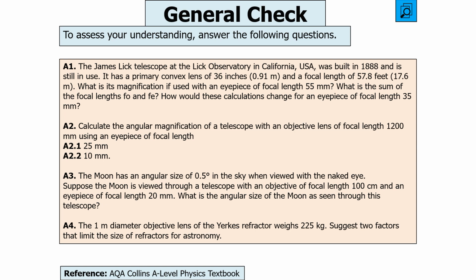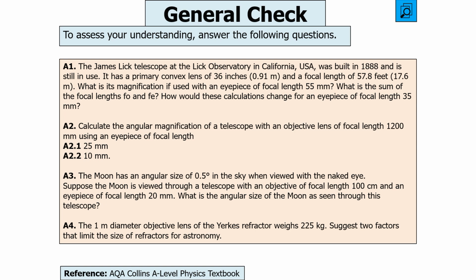Calculate the angular magnification of a telescope with an objective lens of focal length 1200 millimeters using an eyepiece of focal length 25 millimeters and 10 millimeters. Then the moon has an angular size of 0.5 degrees in the sky when viewed with the naked eye.